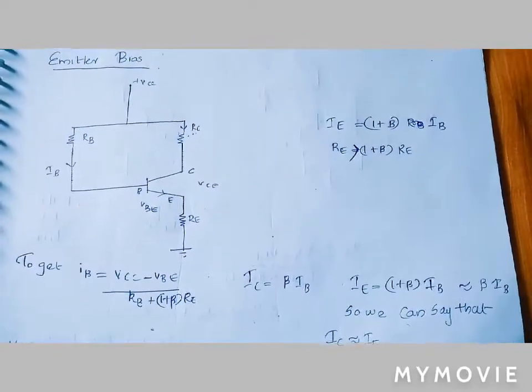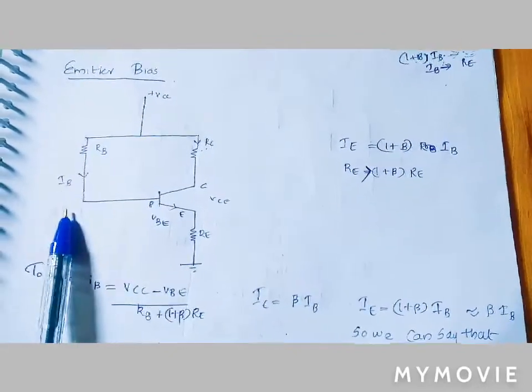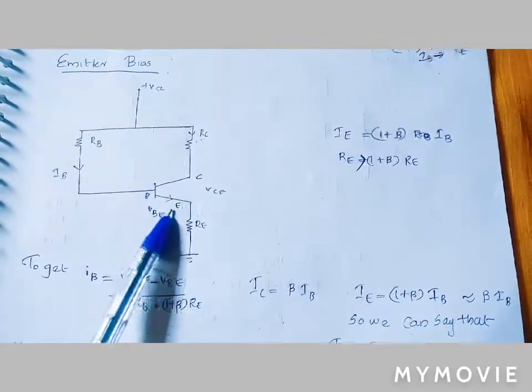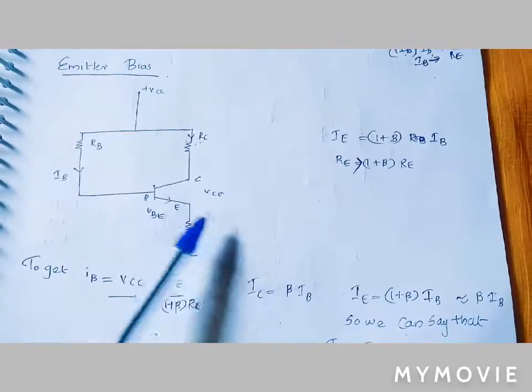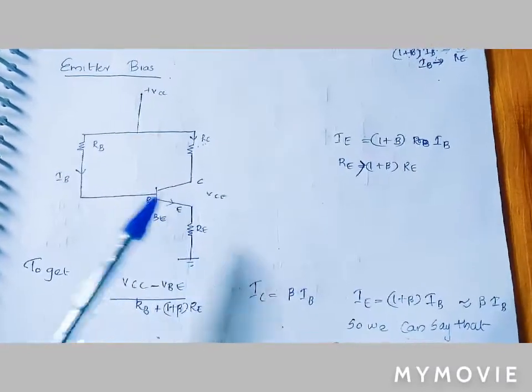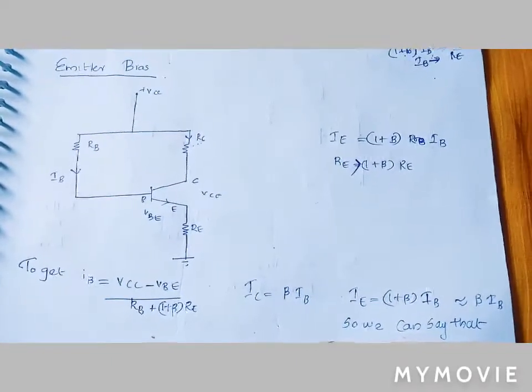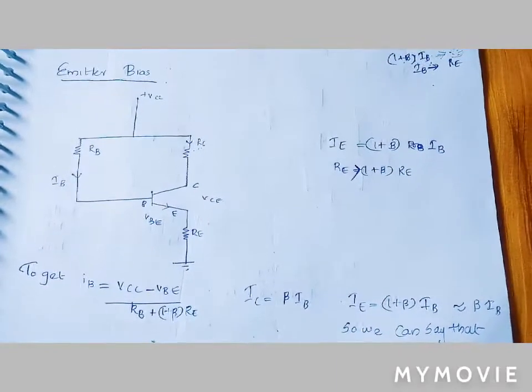Next we are going to discuss the second type, that is emitter bias. Here we have an additional resistance in the emitter, RE. So we have to find the base current, collector current and emitter current from this, and also the voltage VCE.